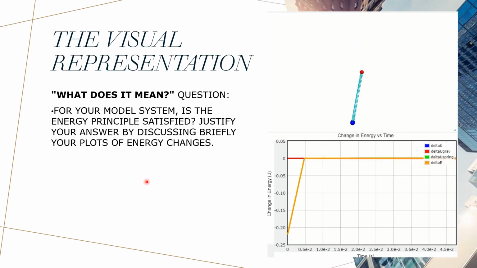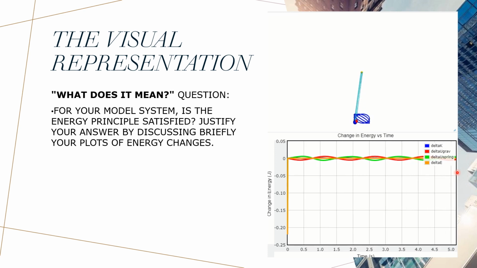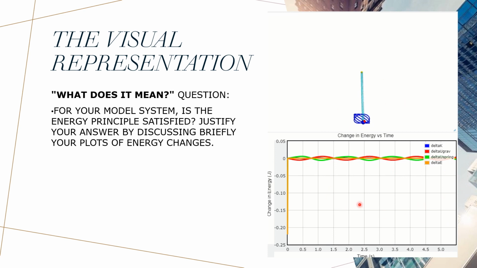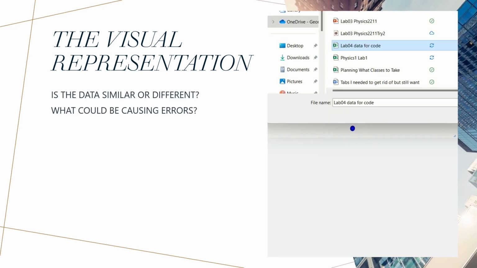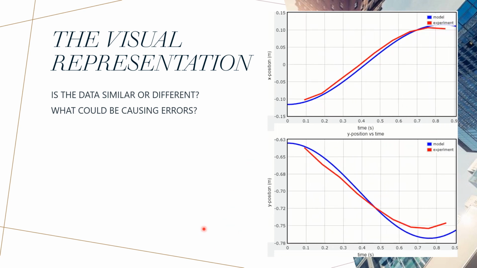So what is our visual representation? That's going to look like this. So what does it mean? Is the energy principle satisfied? Which is a yes, because as you can see, the orange line remains a constant line right here at 0, which is something that we want. We want the same exact energy, and when you total all of the energy, the changes in energy, we want it all to end up with 0, so that energy principle is satisfied because the change in energy is 0. And then our visual representation of what the actual swinging motions look like.